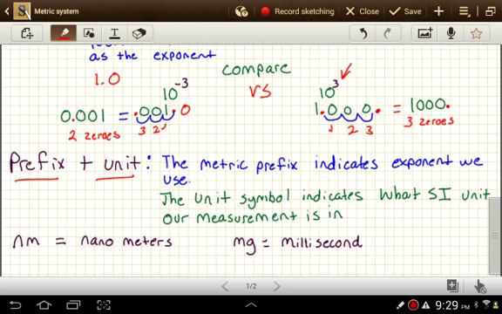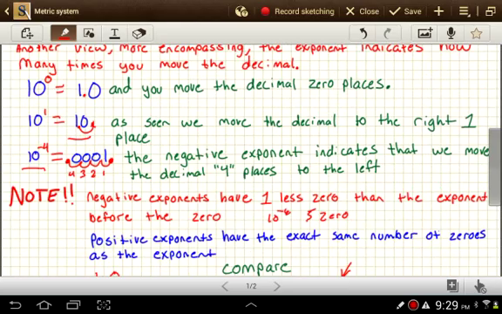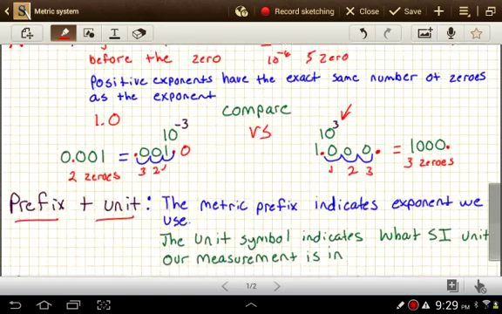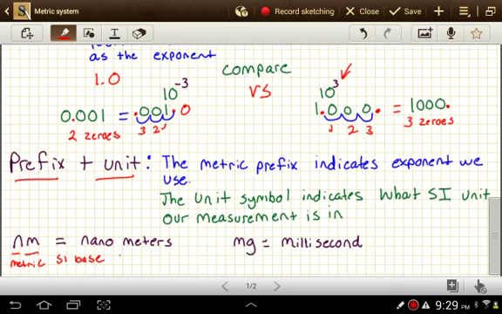and the unit symbol indicates which SI unit our measurement is in. So if we look down here, we have nanometers. Well, nano is the metric prefix, and the meter is the SI base unit. Okay, so what's my metric prefix? What is nano? We come back up to our number line and we say nano is 10 to the negative 9. That means a nanometer is 10 to the negative 9 meters.